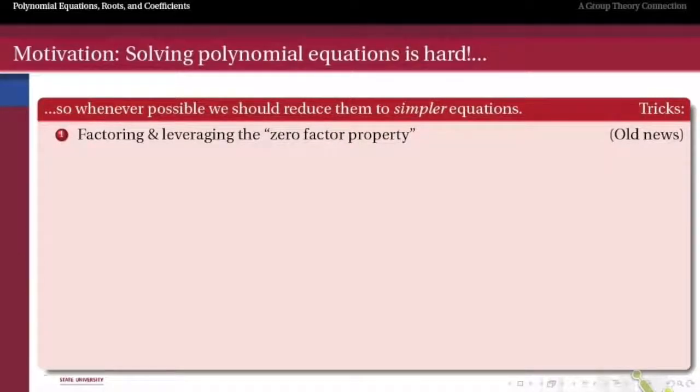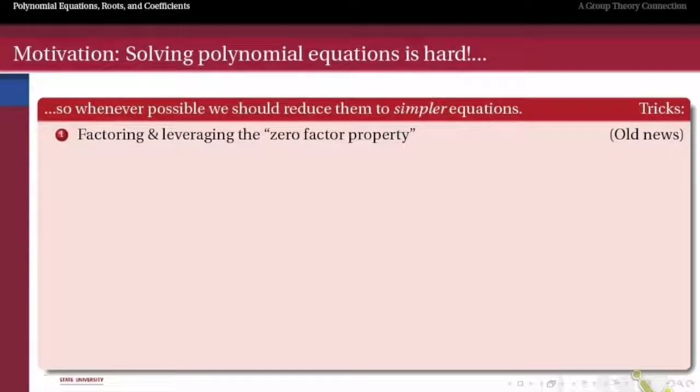So solving polynomial equations is hard, but we do have some techniques that will permit us to reduce polynomial equations to equations that are simpler. For instance, one of the things you spend a whole lot of time doing in your high school algebra class is factoring. And factoring is really an art more than it's a science.